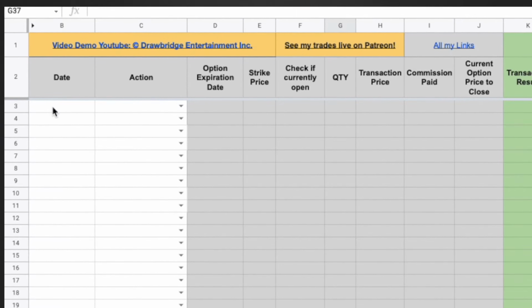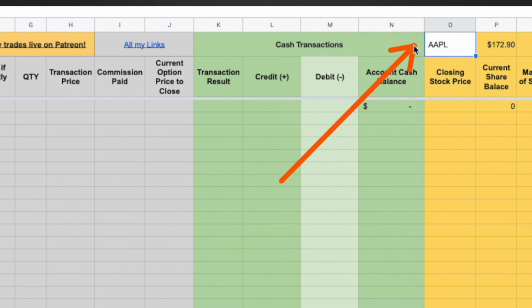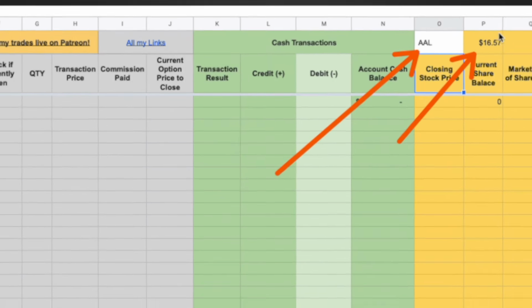You usually just fill them out line by line using the white cells. We'll look up here in cell O1, and I'm going to type in AAL, and it's showing the current stock price of $16.57.